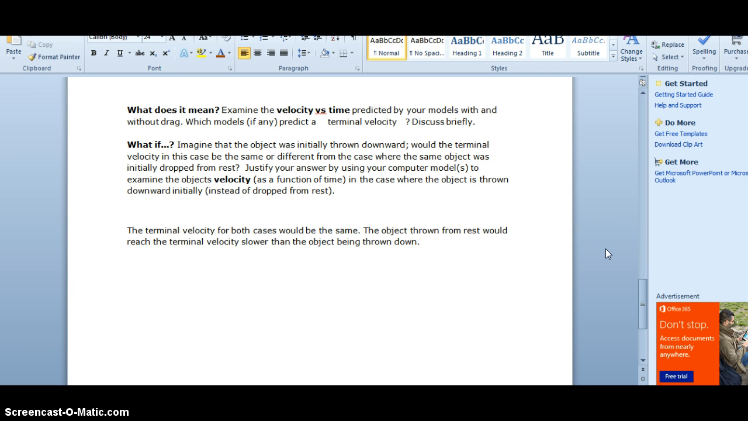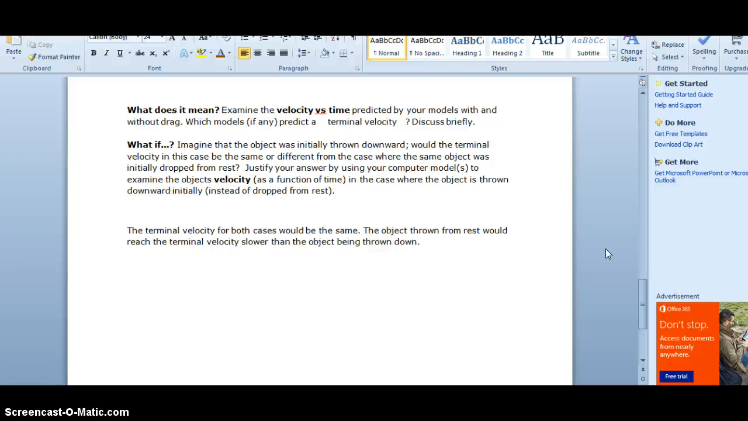So when examining the velocity versus time in the predicted models, which model will represent the terminal velocity? Well, that would be the model that takes into account drag force. As we know, terminal velocity is when an object falling under the influence of gravity is subject to drag force. It will eventually reach a maximum velocity when the drag force equals the force of gravity.